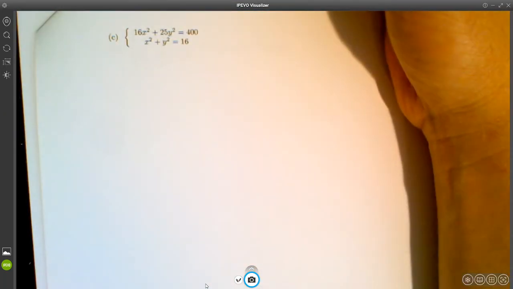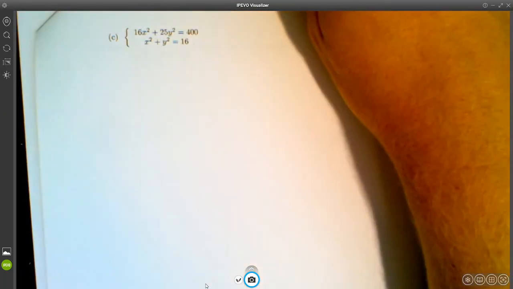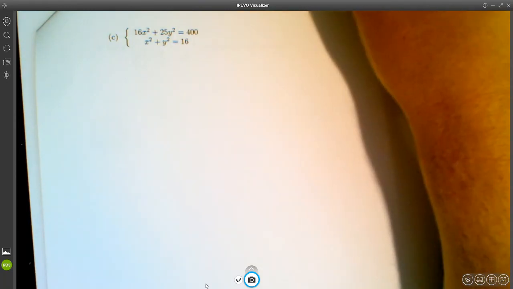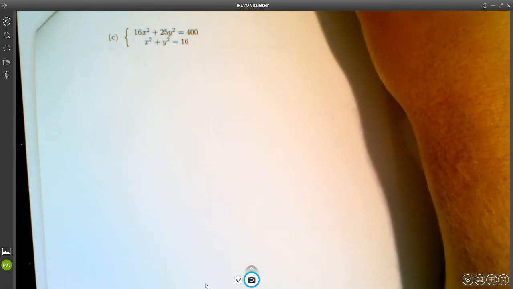Okay, let's see. I'm going to solve this one by elimination. I think if I multiply the bottom equation by negative 16, I can get the x squareds to cancel.